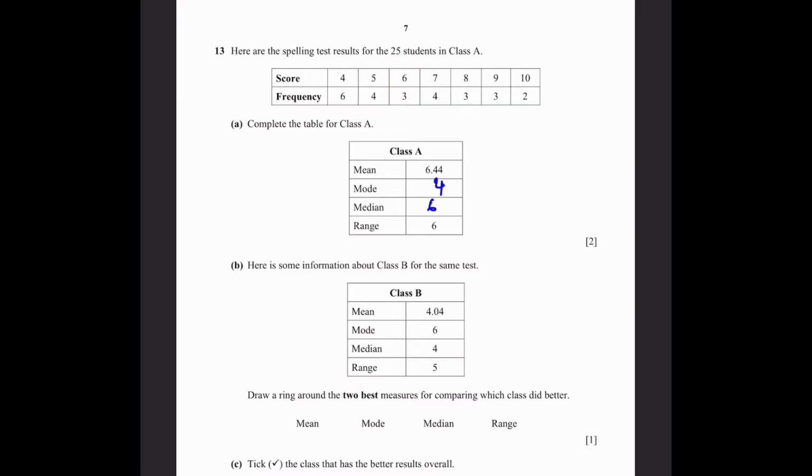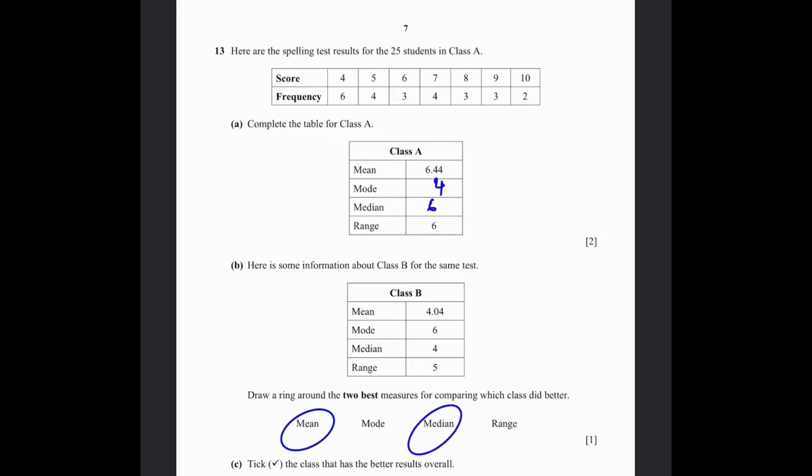B. Here's some information about Class B for the same test. Draw a ring around the two best measures for comparing which class did better. Obviously, it's not the range because that only describes the wideness or the distribution of the scores. It's not the mode either because that doesn't describe anything. So it's the median and the mean.